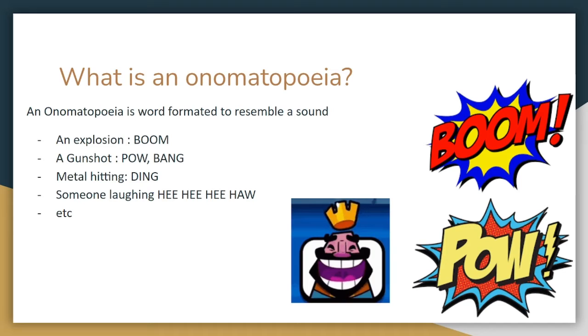So, for example, we have an explosion, which would be boom, a gunshot would be pow or bang, some metal hitting would be ding, and someone laughing would be hee hee hee ha.